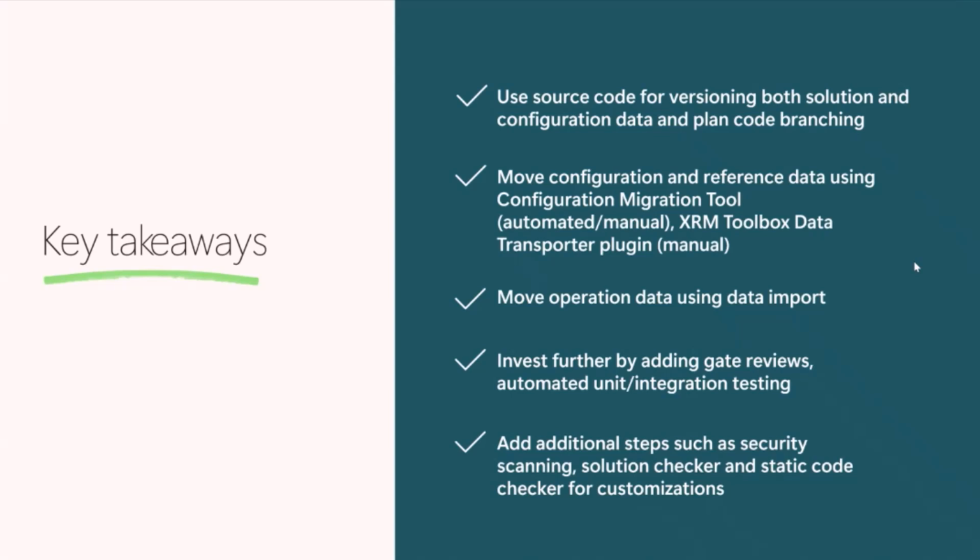After setting up the basics, I think the next step is to further improve your pipelines by adding gate reviews and some automations like unit and integration testing, to make sure that your promoted environment doesn't break, or that things are working before you promote to your new environment. And also some additional steps like solution checker, security scanning, or static code checker for your customizations, which will give you more visibility, as well as make sure you check these things in a cadence.